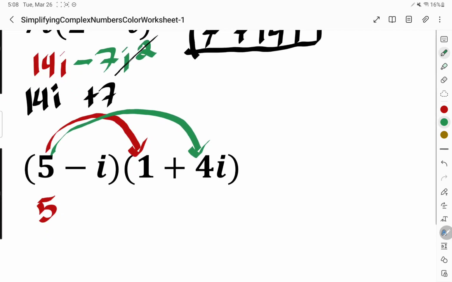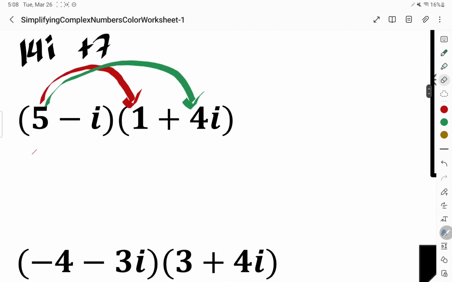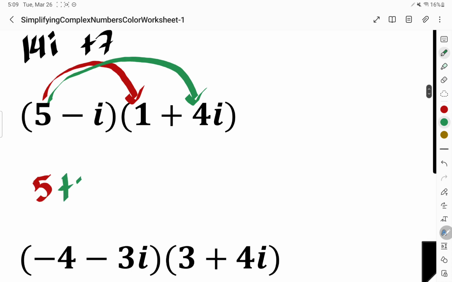Actually, maybe I should make some space because I'm going to have to do the bottom one. Same thing on the bottom. So let me put the 5 first over here, a little bit down. And then 5 times 4 is 20i.